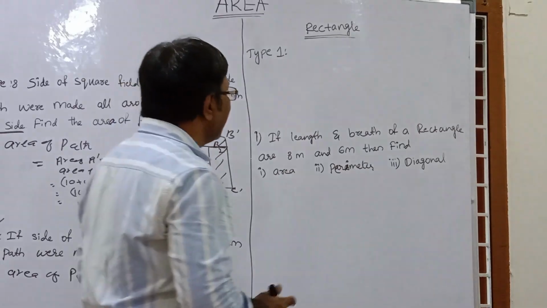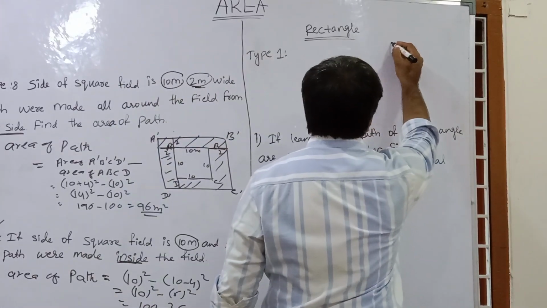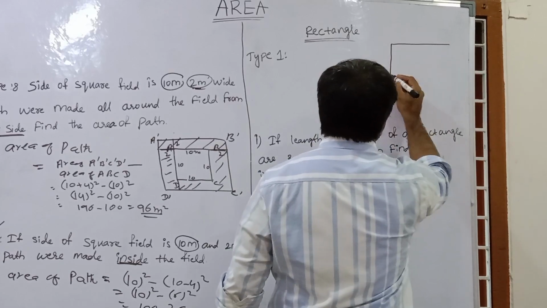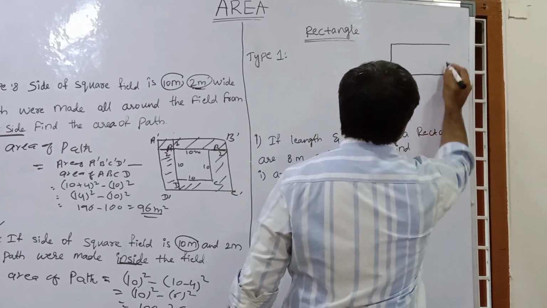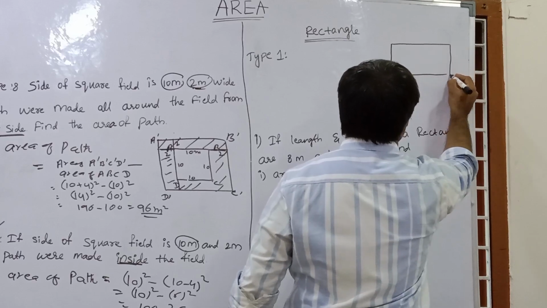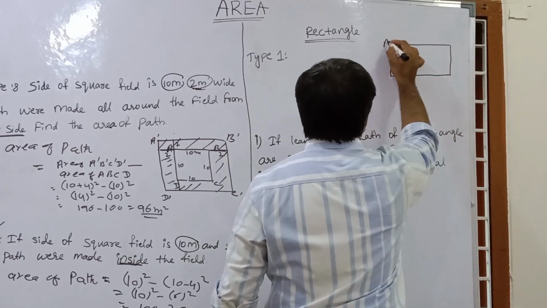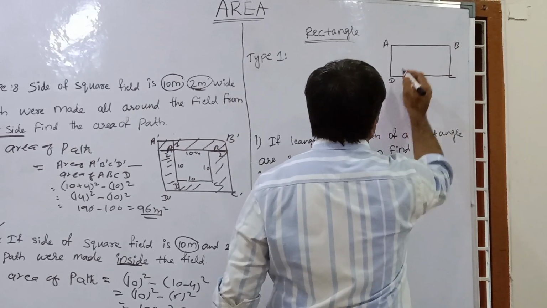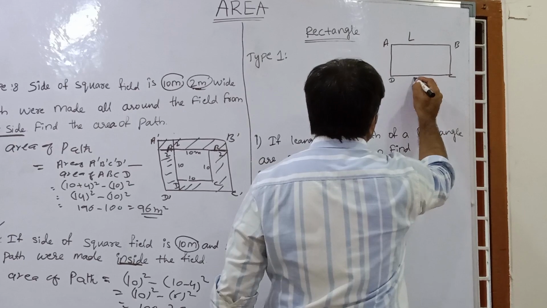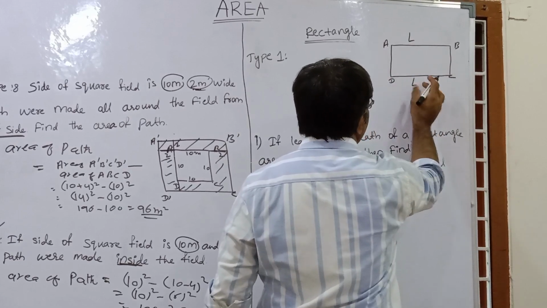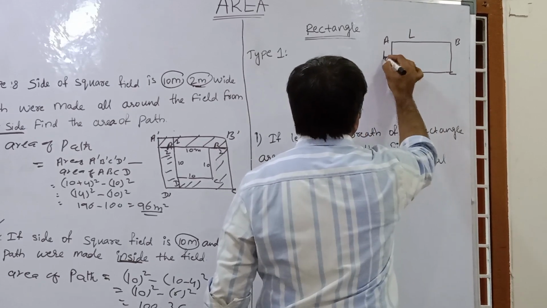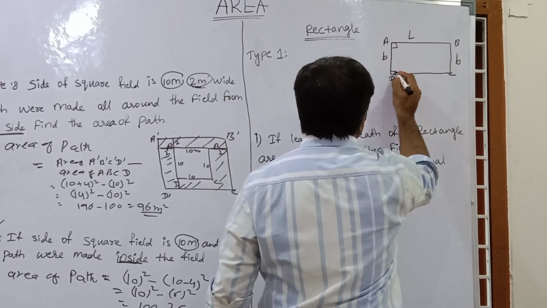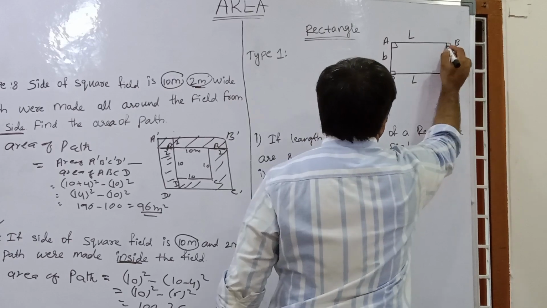So you know what the rectangle is? A rectangle is a 4-sided figure whose opposite sides are equal and parallel, and each angle is what? That is 90 degrees. This is A, this is B, this is C, and this is D. This is length, so this is also length, because opposite sides are equal and parallel. And this is breadth, so this is also breadth. And all these angles are 90 degrees.